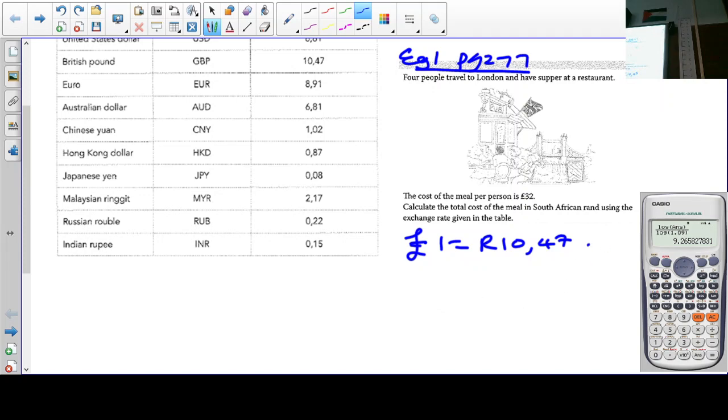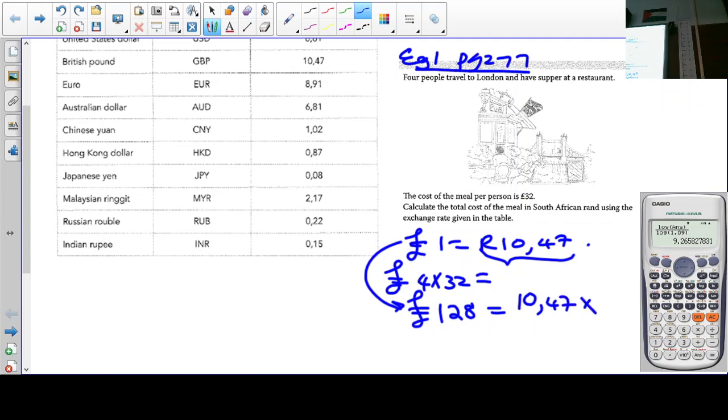So at this point we have £1 equals 10 rand and 47 cents. The cost per meal is 32 pounds. So in other words, how many pounds did they spend? It's going to be 4 times 32, is that correct? And 4 times 32 is 128. Since the exchange rate between the pound and the rand is 10 rand and 47 cents, how do I move from 1 to 128? I multiply. So it's going to be 10.47 multiplied by 128.